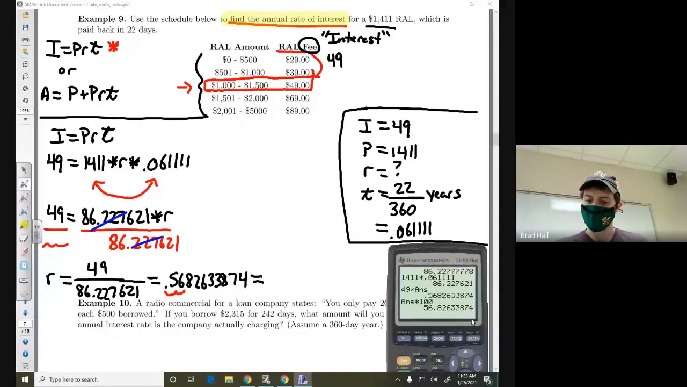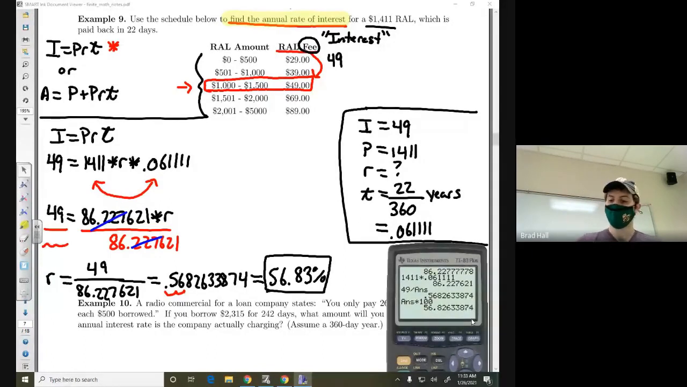So what this comes out to be is 56 point, and I'm going to assume they want two decimal places. Majority of the problems do. 56.83. And now this is a percent after we move the decimal place. And this is what we can go ahead and conclude as well. So it's a very high interest rate.